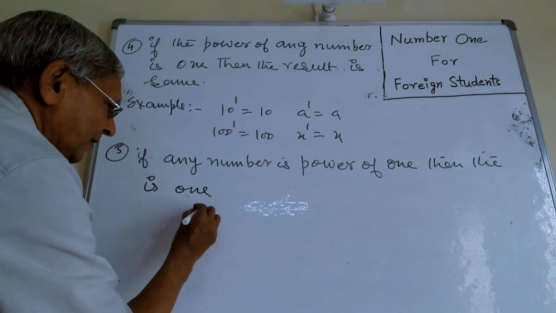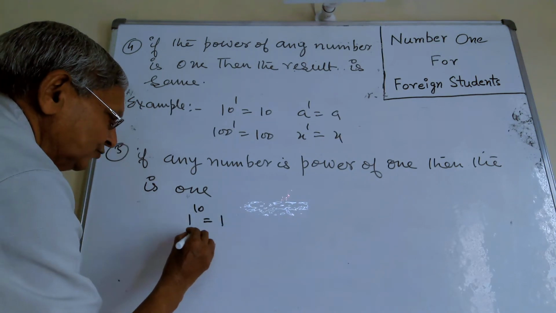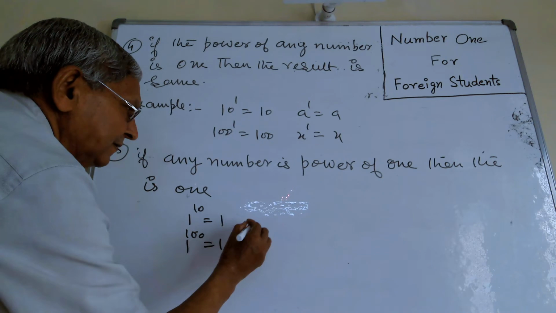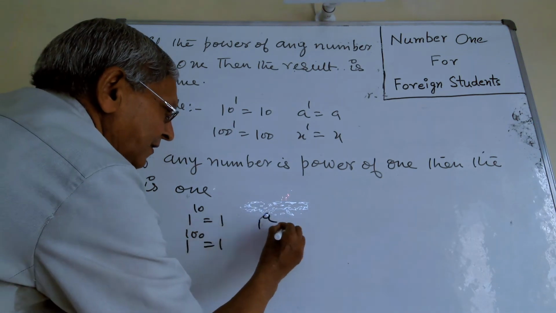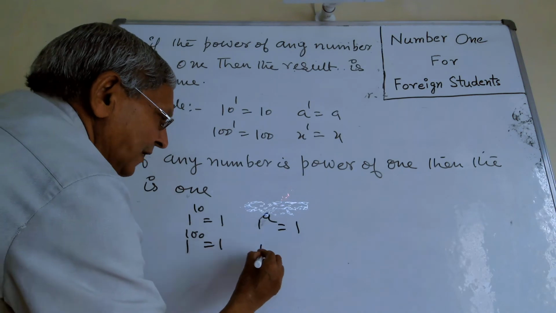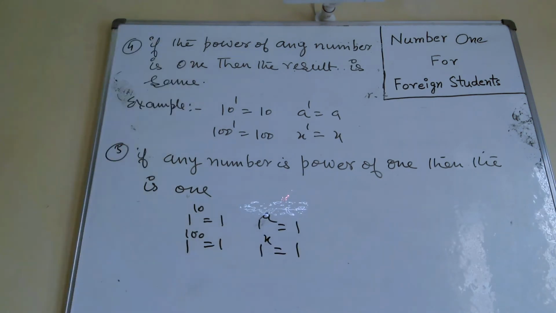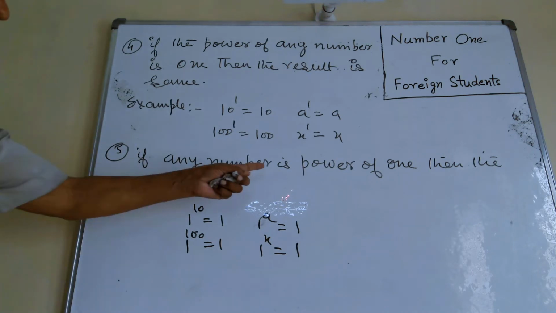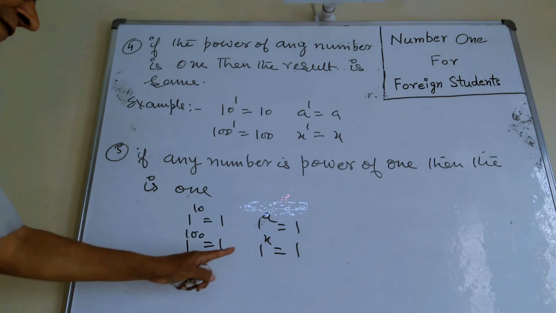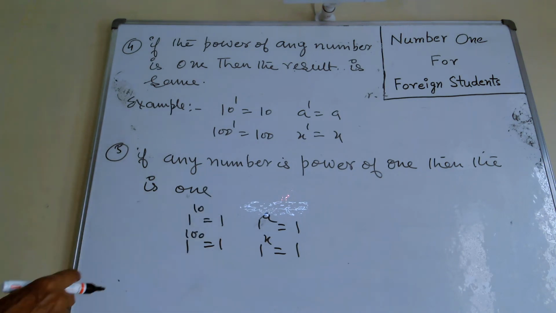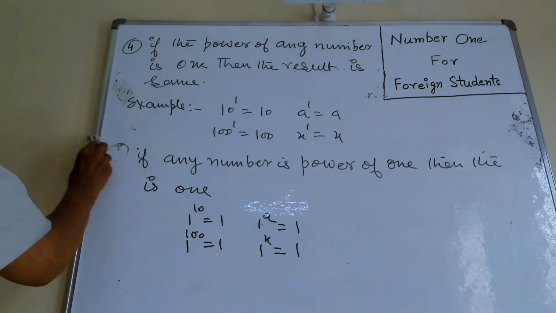1 raised to the power 10 is 1. 1 raised to the power 100 is 1. 1 raised to the power A is 1. 1 raised to the power X is also 1. Here you see, any number to the power of 1 gives the result 1. See here, now the sixth property.